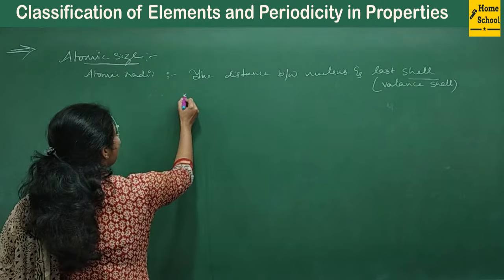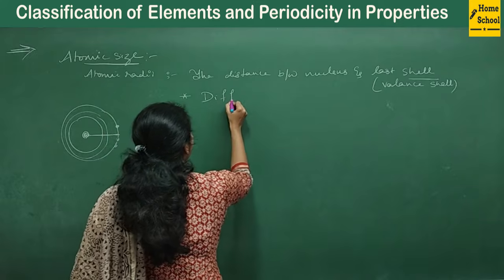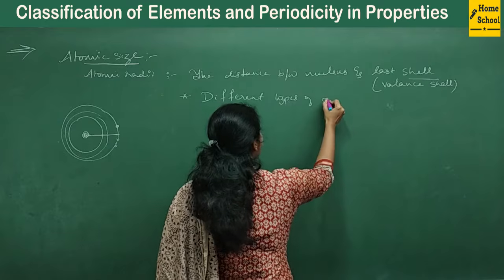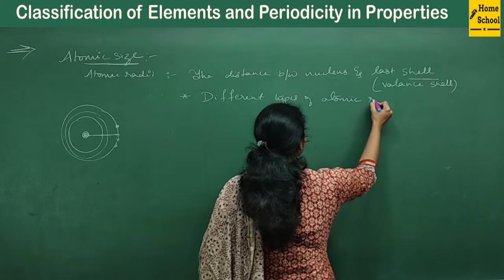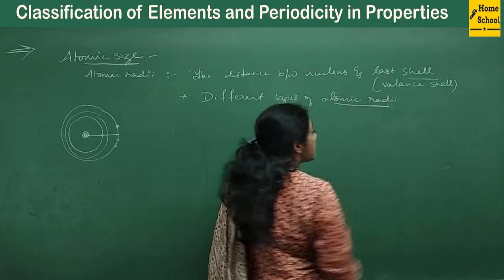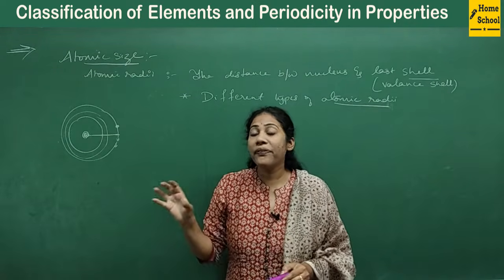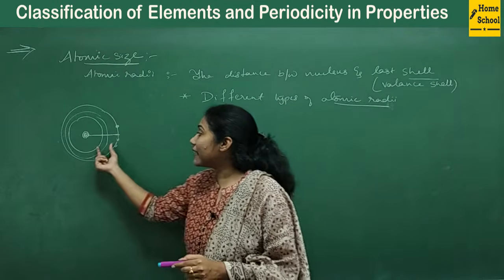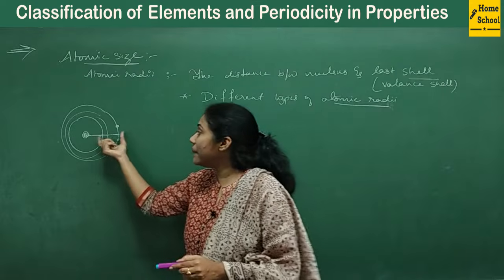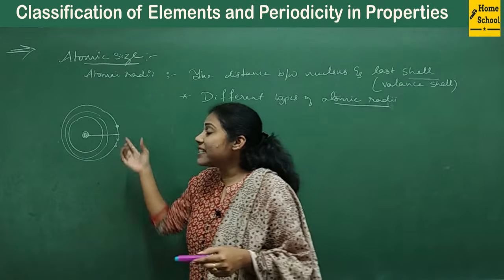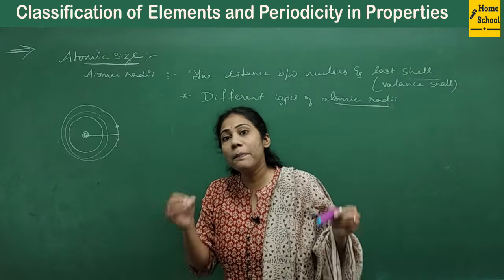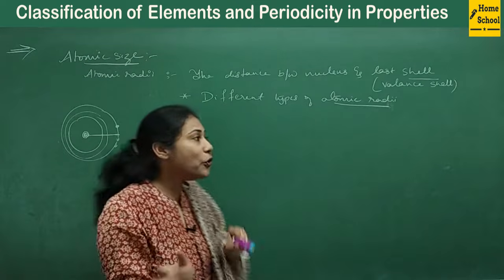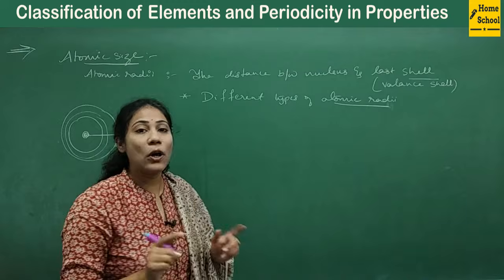Okay, so this concept is very important, and now I am talking about different types of atomic radii. Why do we have different types of atomic radii? It's because atoms can combine with one another by various types of bonding. Since we cannot practically extract a single atom and then measure this distance, we are measuring this distance indirectly by observing the type of bonding between the two atoms. So we have different types of atomic radii.